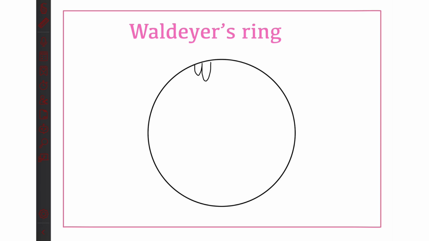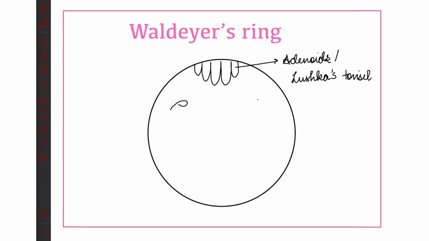At the topmost part, posterior-superiorly in this ring, here we have the adenoids. Adenoids are also known as Luschka's tonsil. This is the opening of the eustachian tube in the nasopharynx. Eustachian tube is going to open in the nasopharynx.